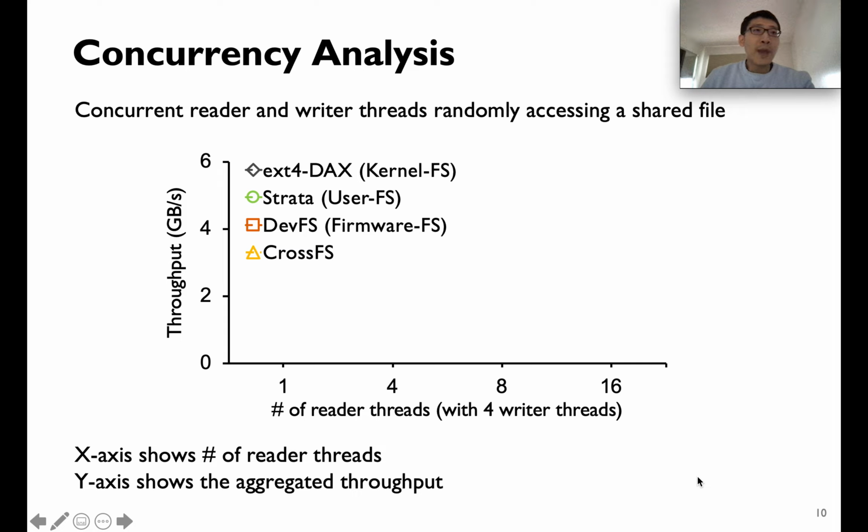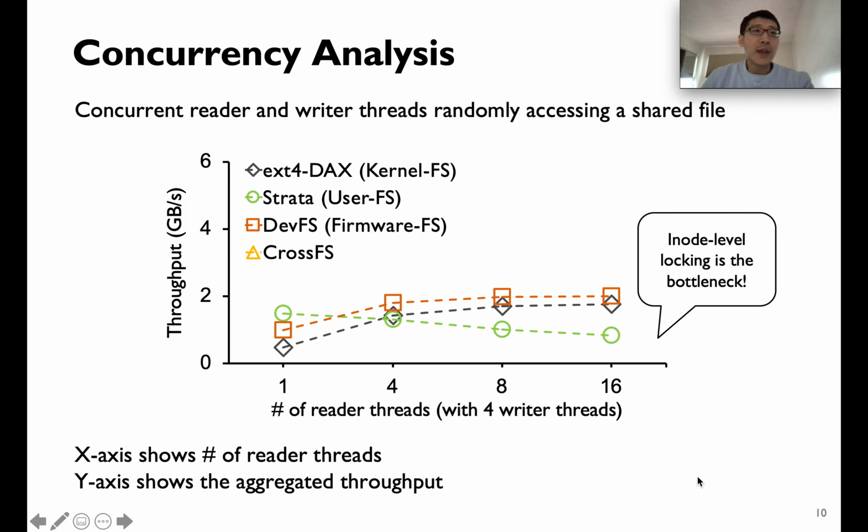To analyze the impact of the inode level lock, we perform an experiment with concurrent reader and writer threads randomly accessing a shared file. As the number of threads increases, the throughput does not scale very well because they are limited by the inode level lock. I will show how CrossFS could achieve higher performance.